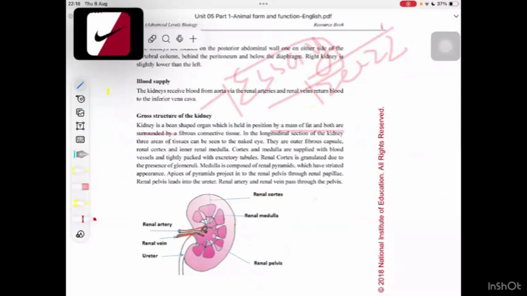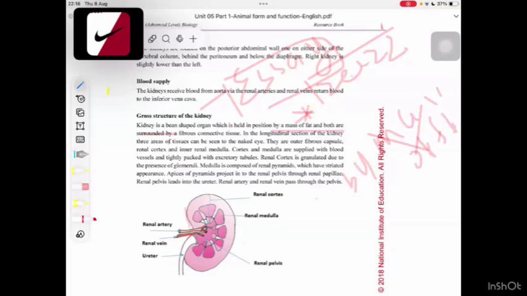So how is it held in position? It is held in position by a mass of fat. They can ask you this as an MCQ, because I saw this in a model paper recently when I was discussing for the 2024 students. They had said it is held by a mass of fibers, which is wrong. It's held by a mass of fat. And both are surrounded by a fibrous connective tissue.